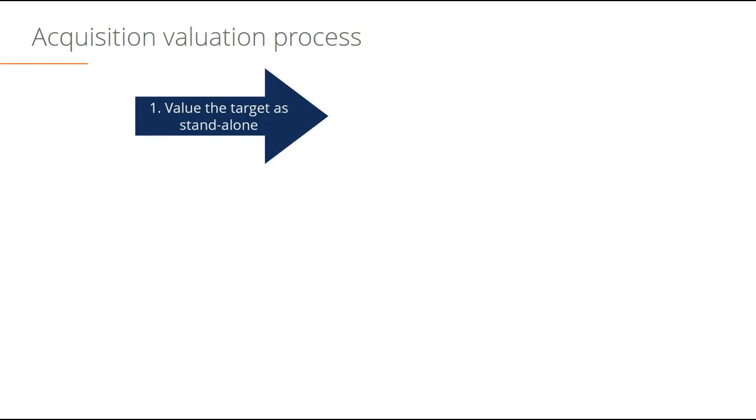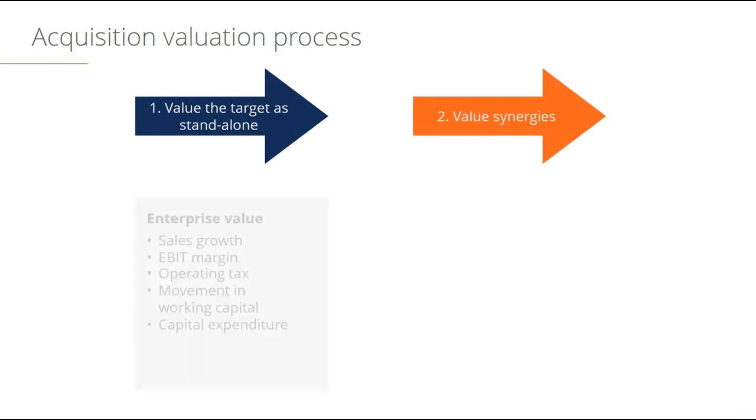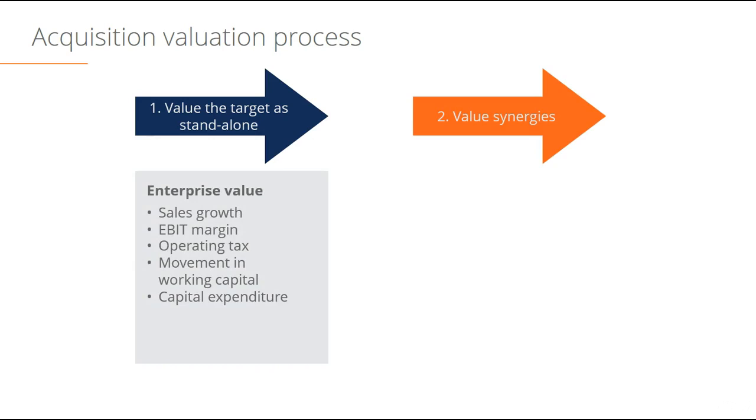Let's talk about the acquisition valuation process. The first step is to value the target as a standalone business. The second step is to value the synergies that we believe can be achieved. So in the first step, we're going to be looking at the enterprise value of the business.